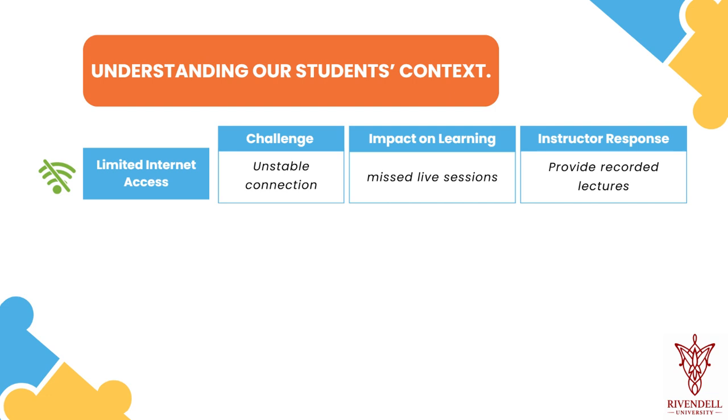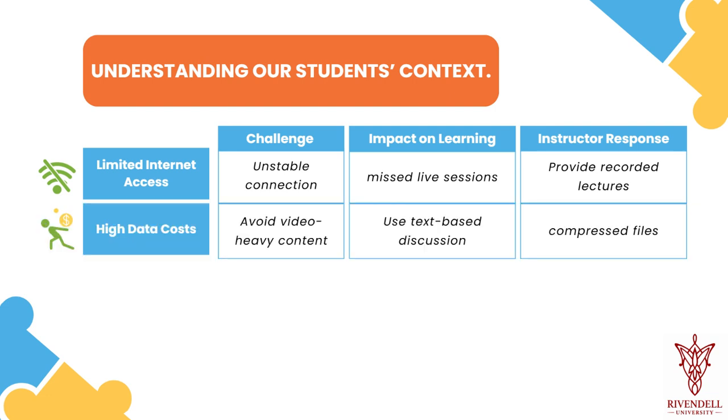In understanding students' context, we need to see how real-world barriers affect engagement. First, limited internet access can mean unstable connections and missed live sessions. In response, we can provide recorded lectures so students don't lose access to learning. Second, high data costs often push students to avoid video-heavy content. Using text-based discussions and compressed files helps reduce that burden.